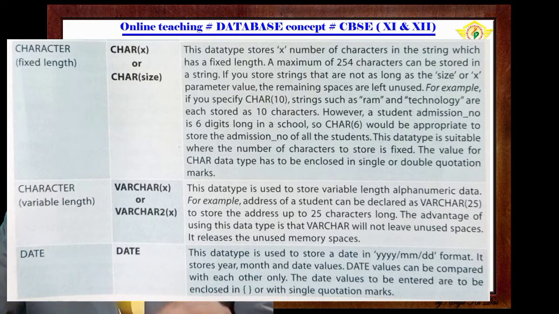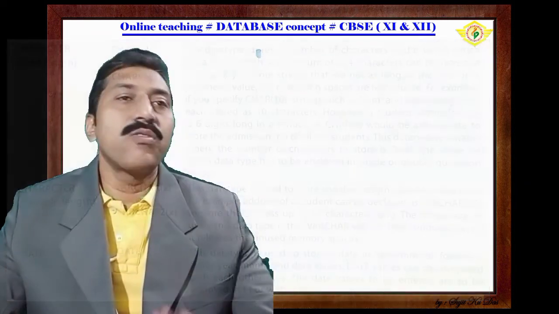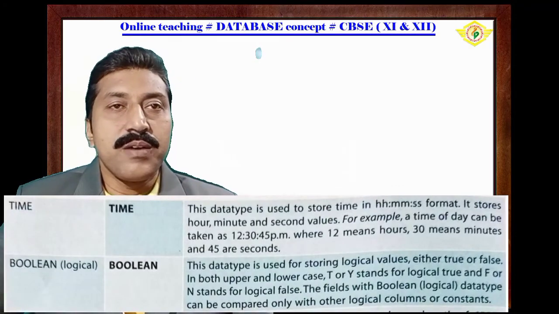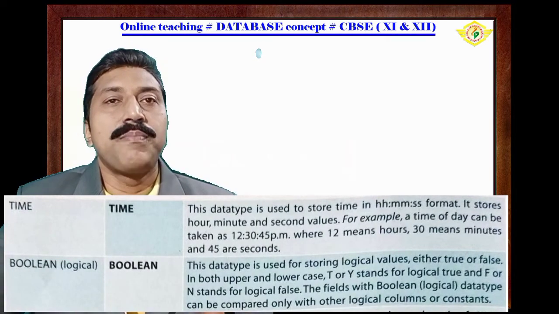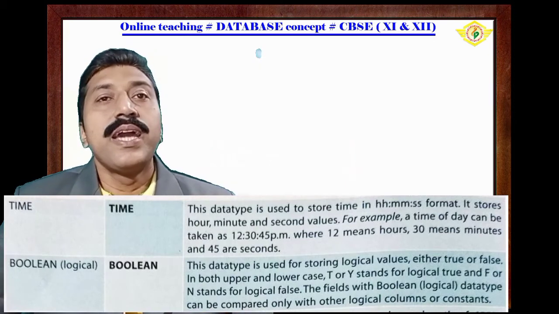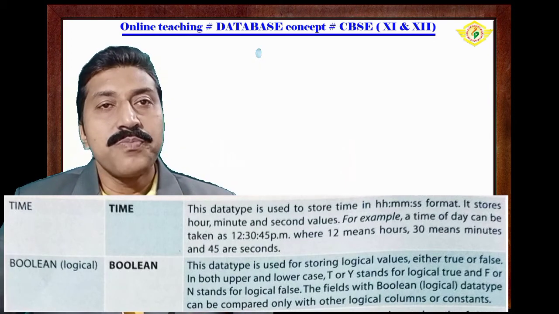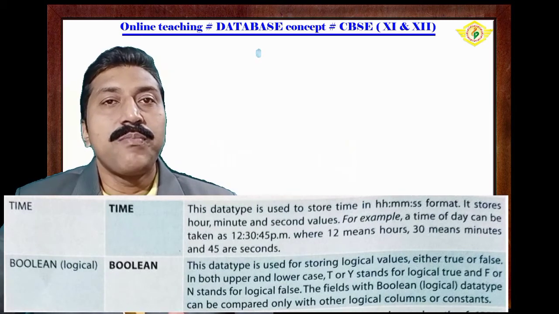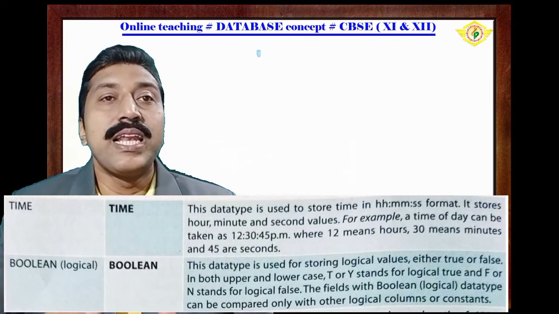Then we can take date. This data type is used to store the date in year, month, and date format. Date values can be compared with each other only, and the date values to be entered are to be enclosed within curly braces or single quotation marks. Time is in the format of hh:mm:ss, hour, minute, and second, and it stores hours, minutes, and second values. For example, a time of day can be taken as 12:30:45 p.m.